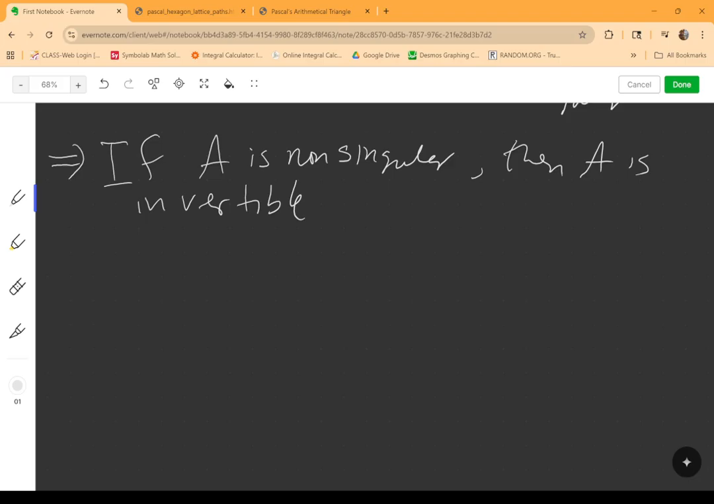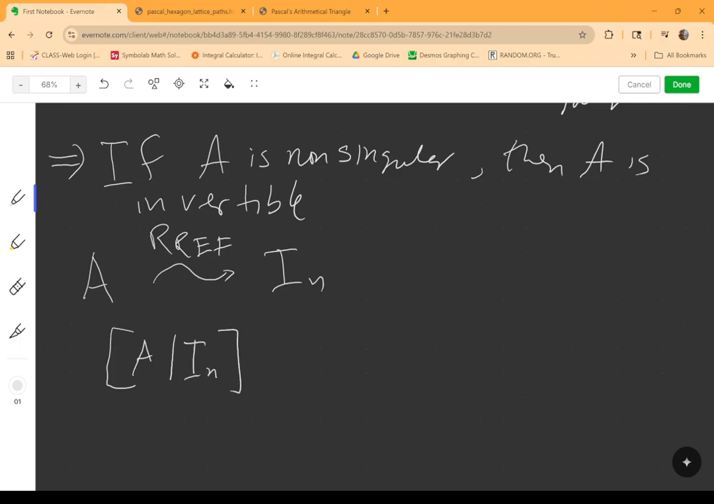All right, so here, let's start with our hypothesis. If A is non-singular, what does that mean, right? If A is non-singular, that means that I can row reduce it into the identity matrix. So by construction here, we have a theorem that tells me how to find an inverse. If I concatenate A and the identity matrix of size n, again, A is a square matrix, right?